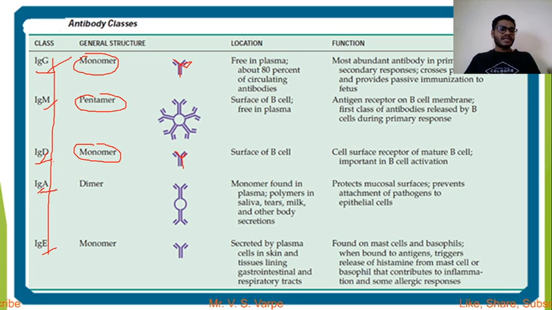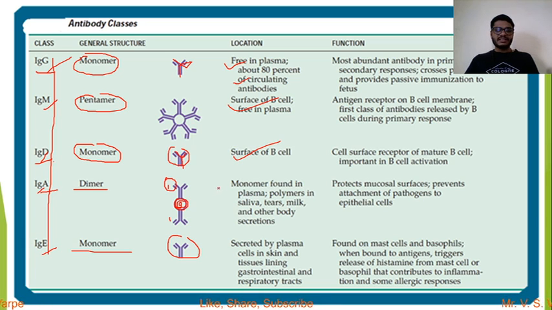Then IgA is a dimer. This one is the first antibody, the second antibody, and they are joined by the J chain. Last one, IgE, is also monomeric. So there are 3 monomeric classes: IgG, IgD, and IgE. The location of IgG is free in plasma, about 80% of circulating antibody. Normally they are present in the blood. Then IgM is on the surface of B cells and free in plasma, and IgD is also present on B cells.